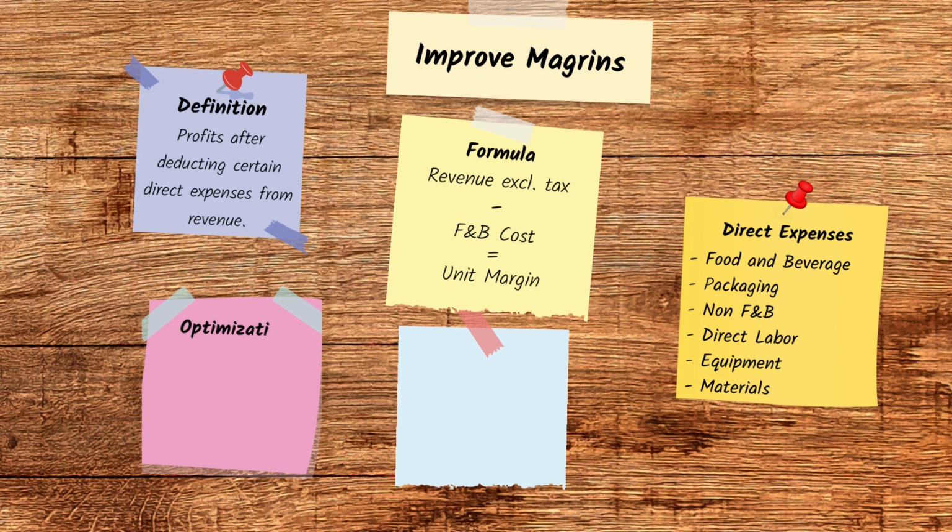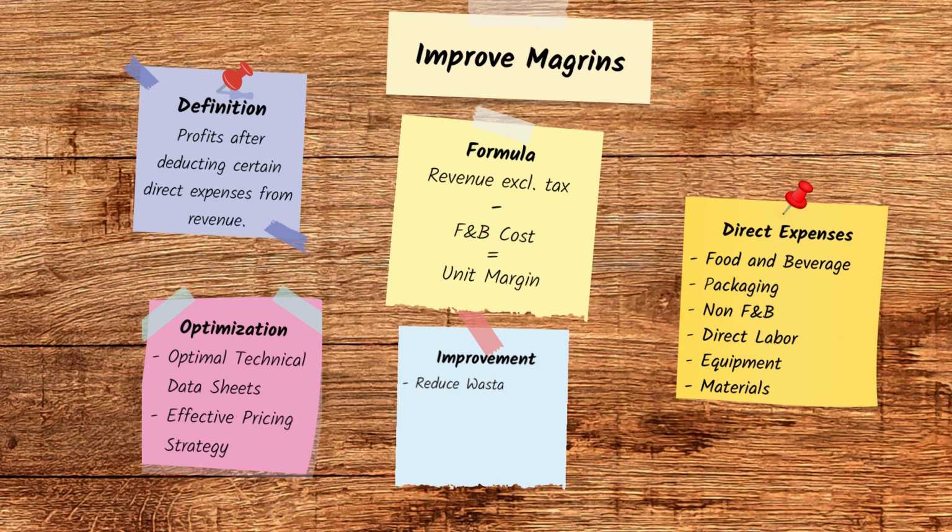If you want to optimize your margins, there are two main ways. The first is to have rigorous technical data sheets or recipe sheets. Those help you assess all the costs of your products and to work on them line by line. The second one is to have an effective pricing strategy. If your products are priced perfectly to match your customers' demand, then you can improve your margins a lot. Some key ways to improve your unit margins is to reduce waste as much as possible, to negotiate your costs with your suppliers, manage perfectly your portions using standardization, and also inventory management.